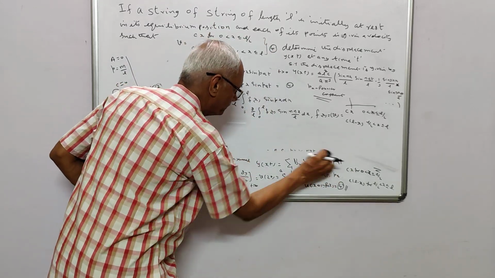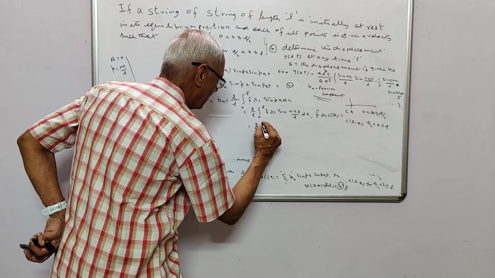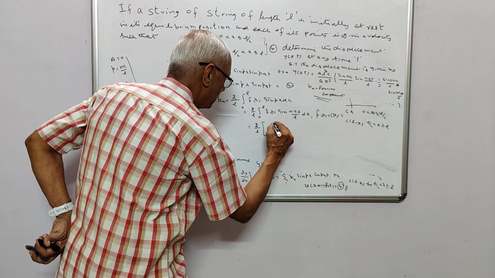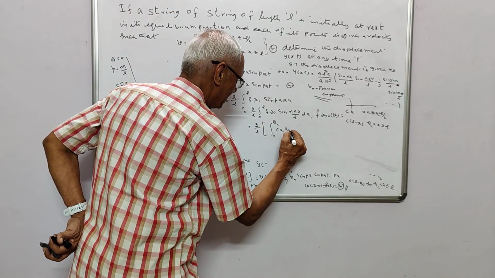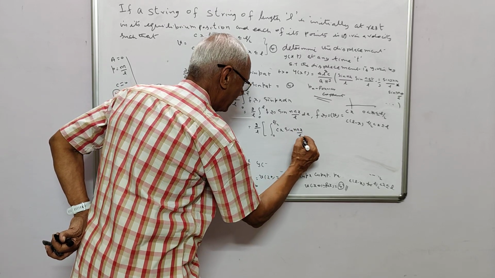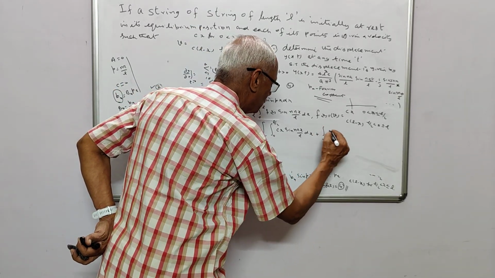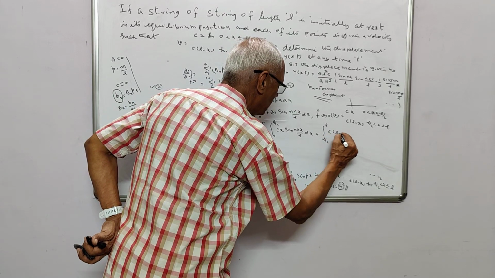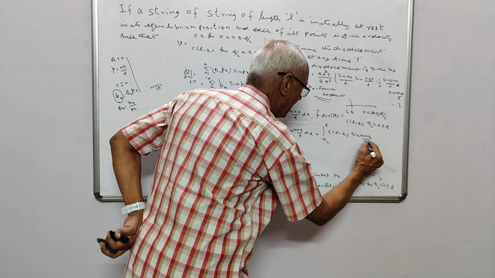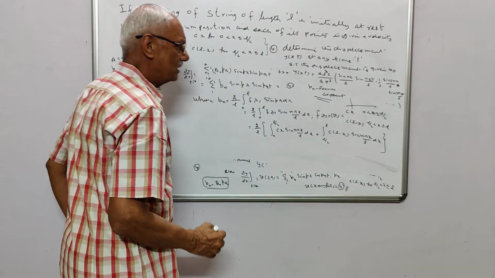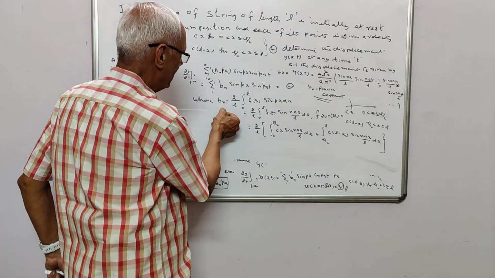So what you will get here is 2 by L into, split into two integrals, 0 to L by 2 of Cx into sine n pi x by L dx, plus L by 2 to L of C into L minus x into sine n pi x by L dx. Now you have to integrate this and solve this, and you will get the value of Bn.